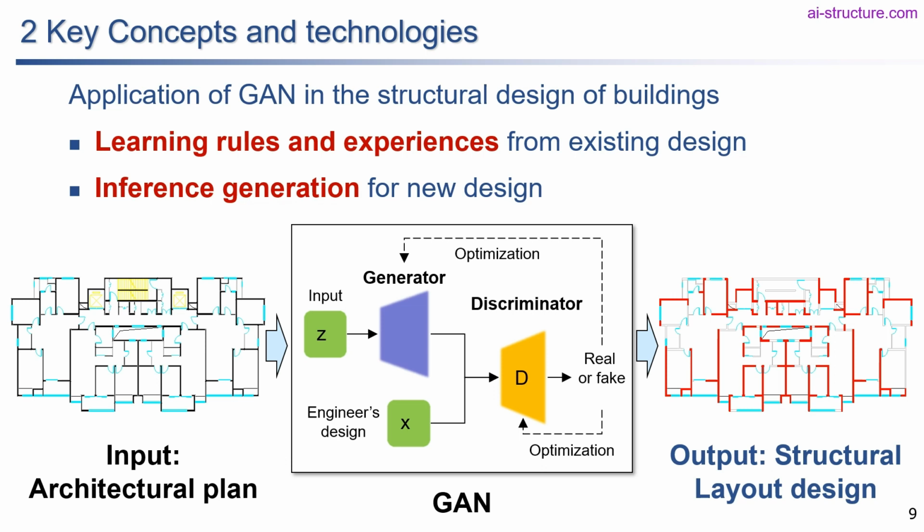GAN learns rules and experience from existing designs and then infers generation for a new design. Specifically, the user inputs an architectural plan and GAN can generate and output the corresponding structural design.